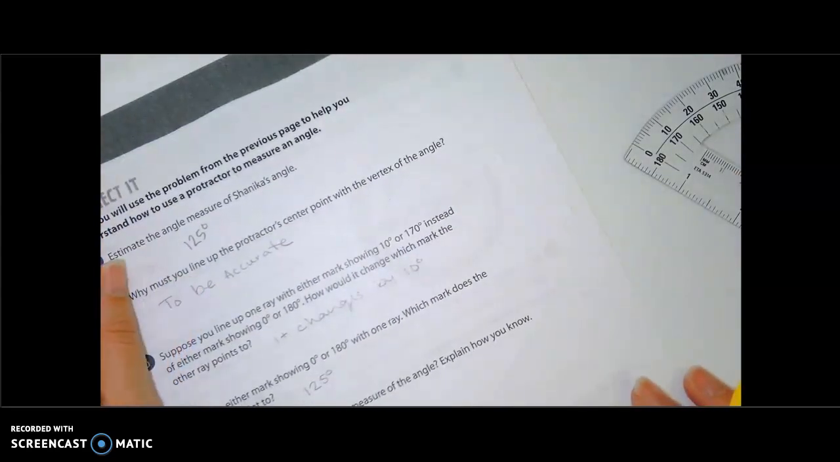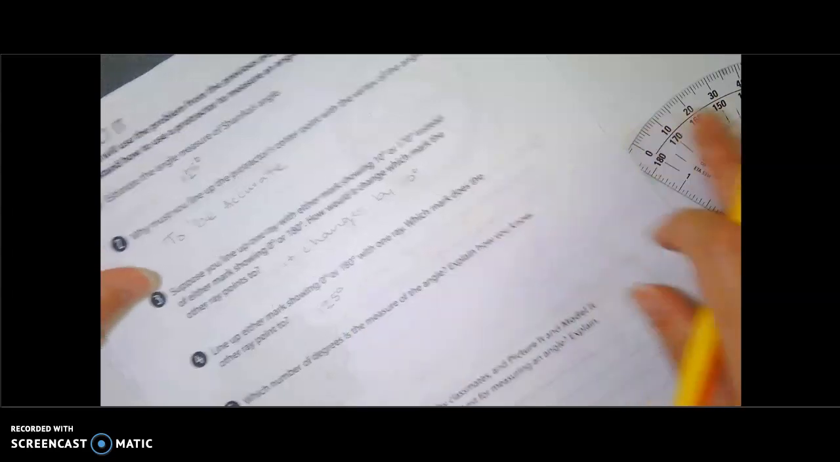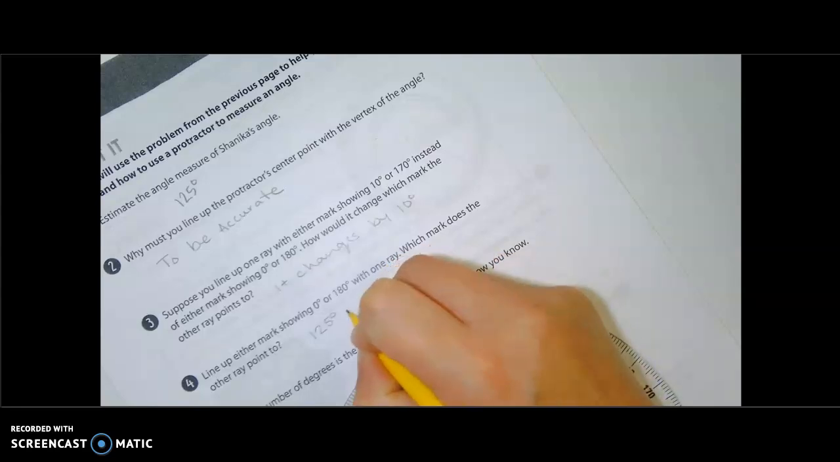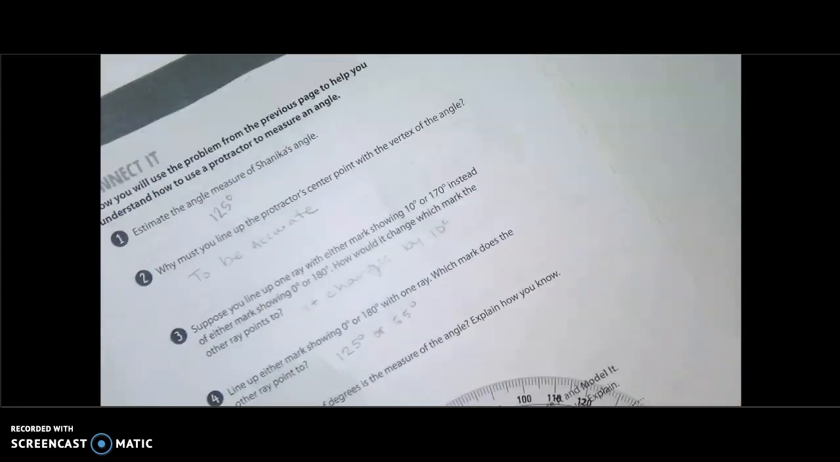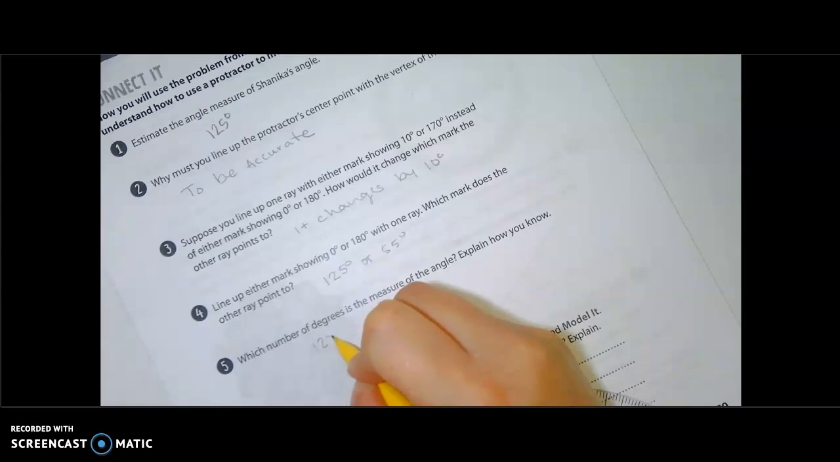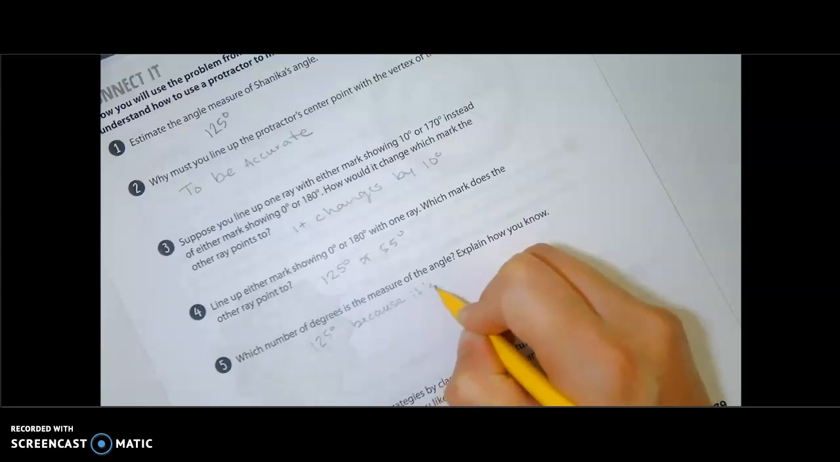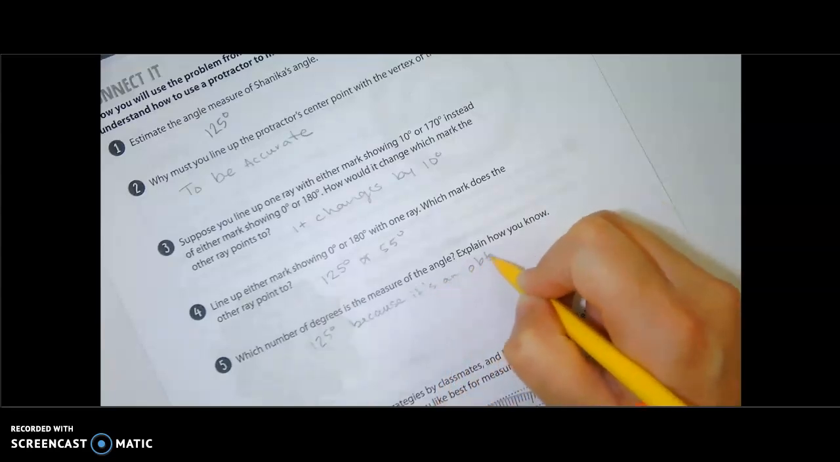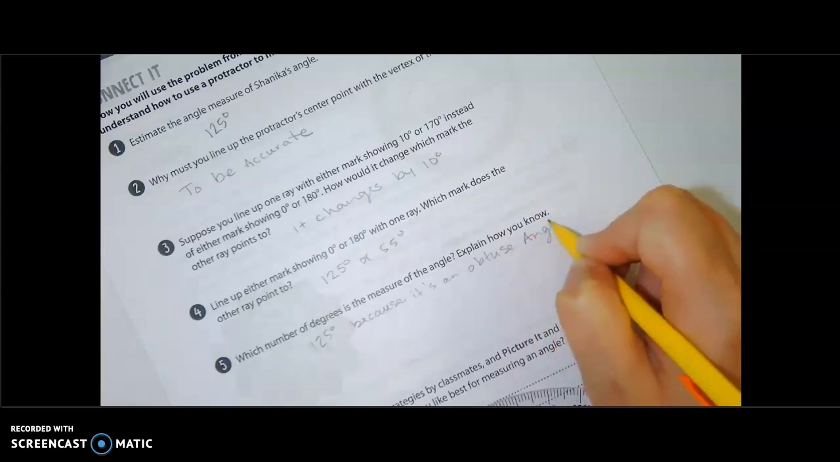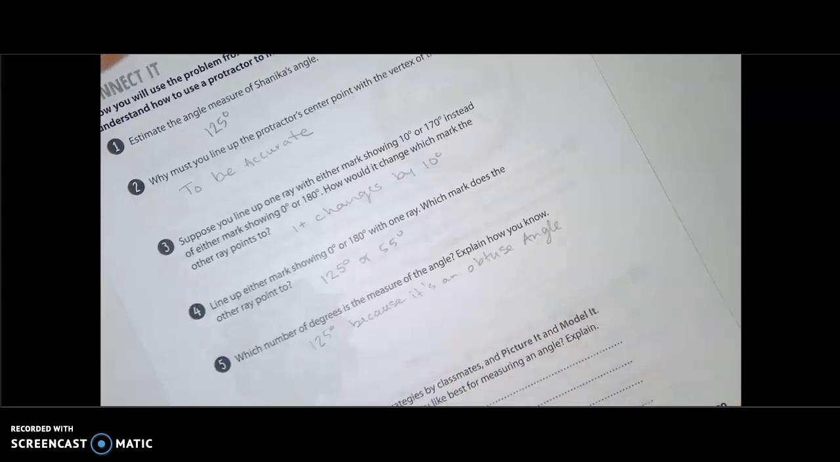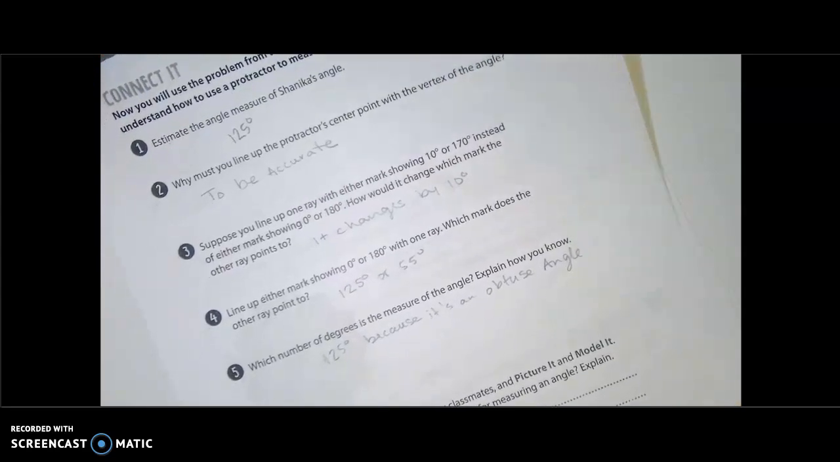Which number of degrees is the measure of the angle? And explain. It says which mark does the other ray point to. So it could be at 125, or it could be at 55 degrees, but I know it's at 125 degrees because it's an obtuse angle. And that's how we know we want the 125 over the 55, because we know the difference between acute and obtuse.